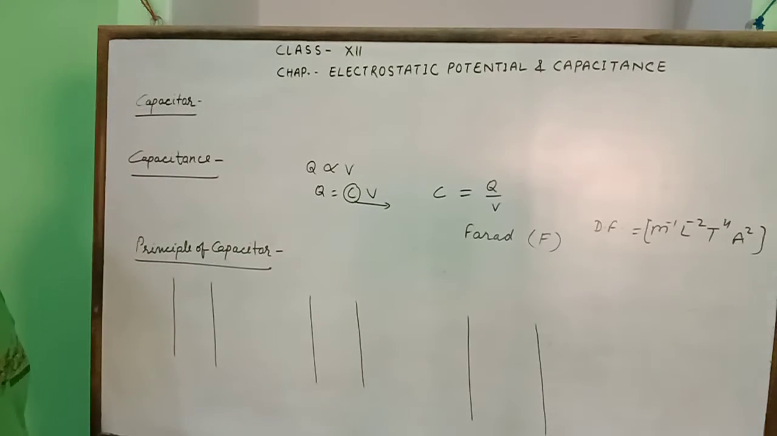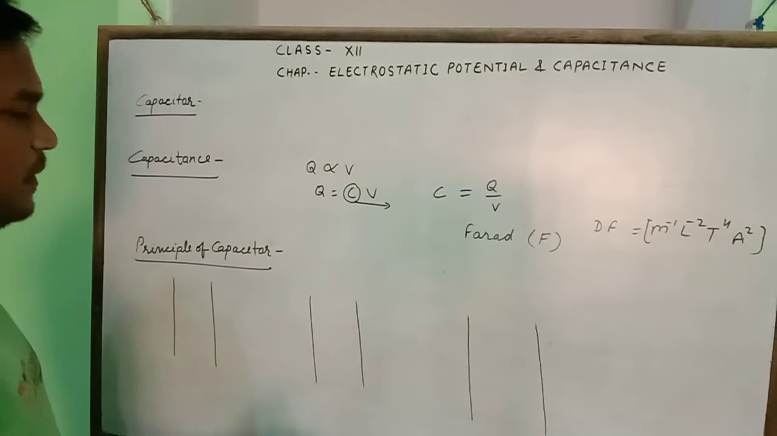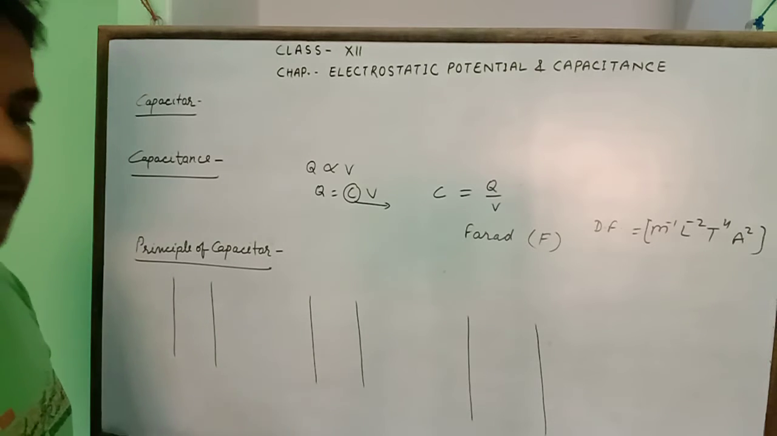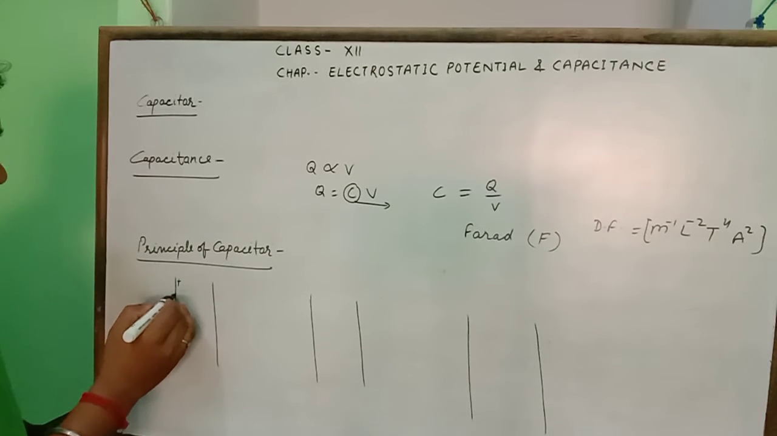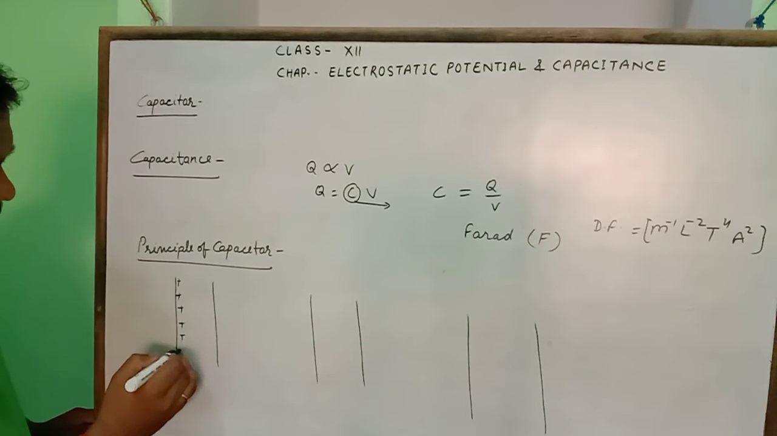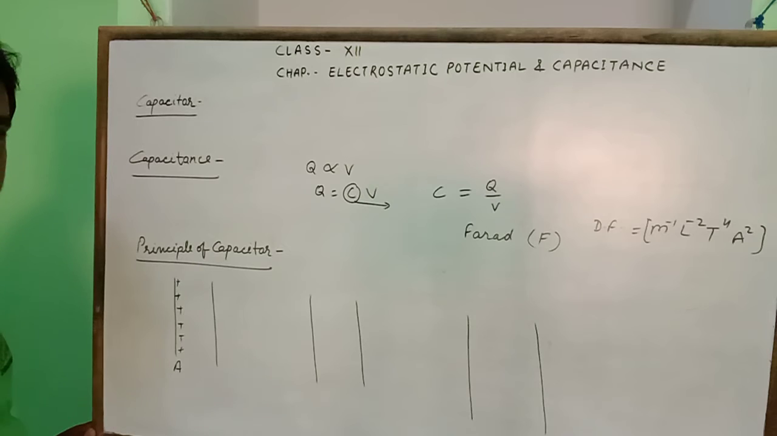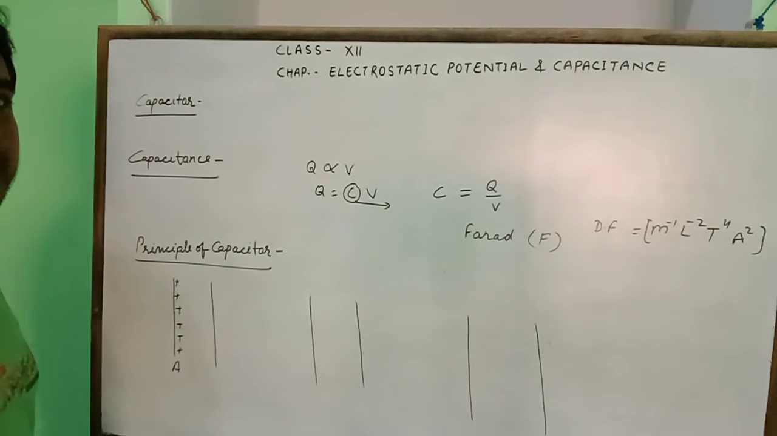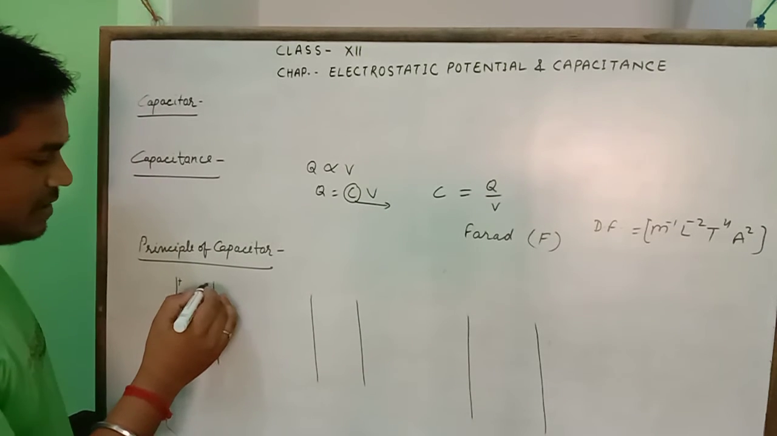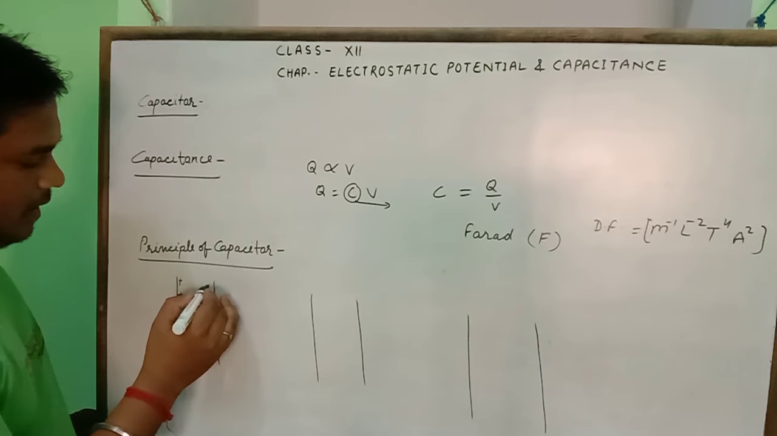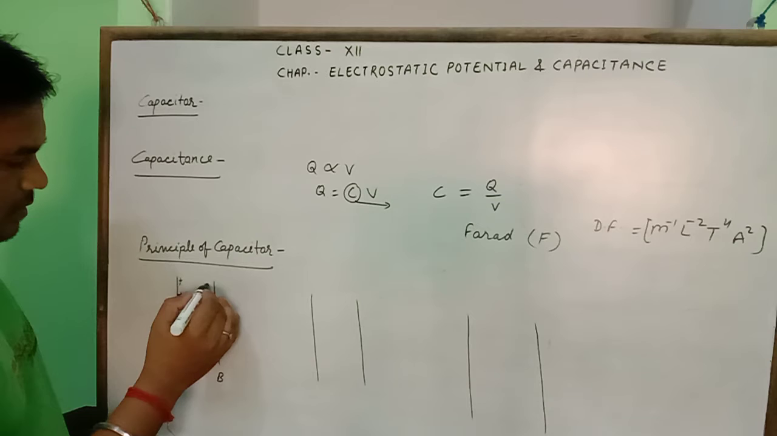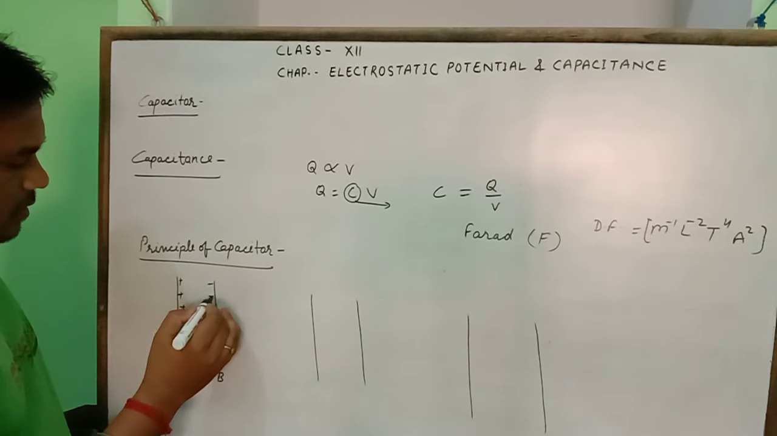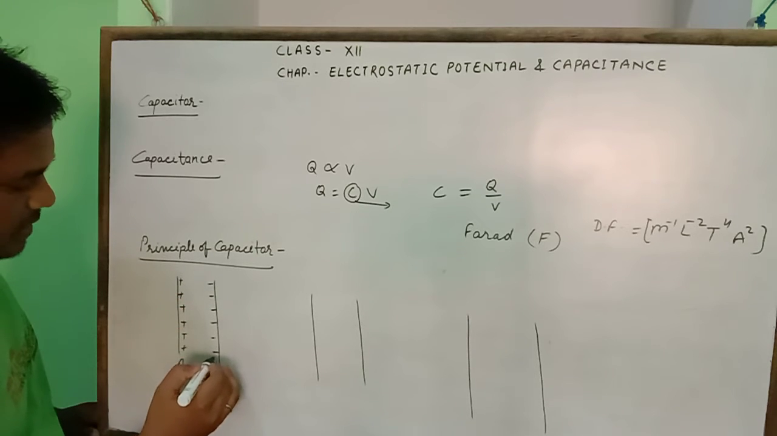Now the principle of capacitor. Okay, principle क्या होता है? What is the principle of capacitor? If we take the positively charged conductor, this is the positively charged conductor A, and the uncharged conductor, this is B, is placed. This is the uncharged conductor.